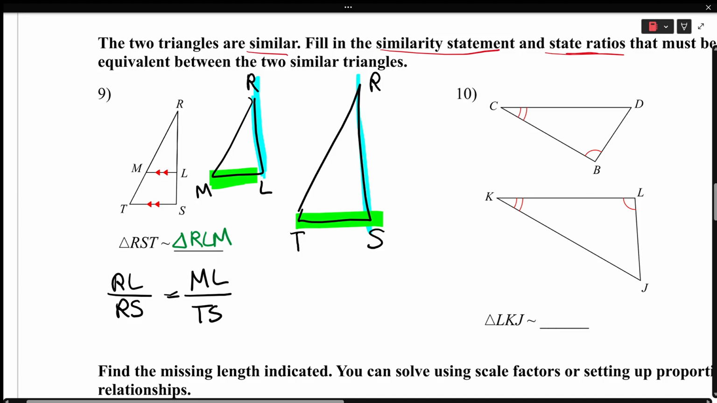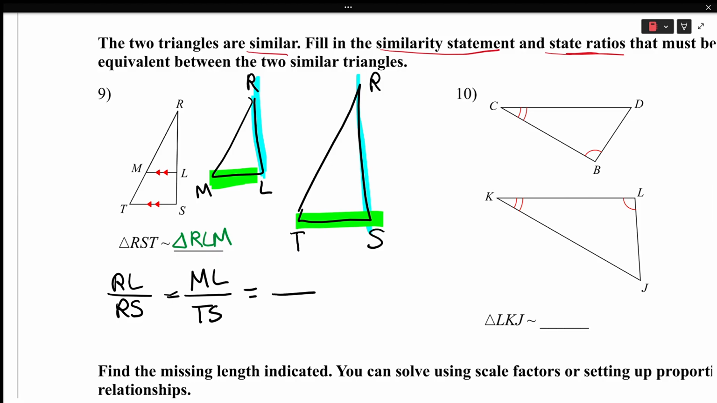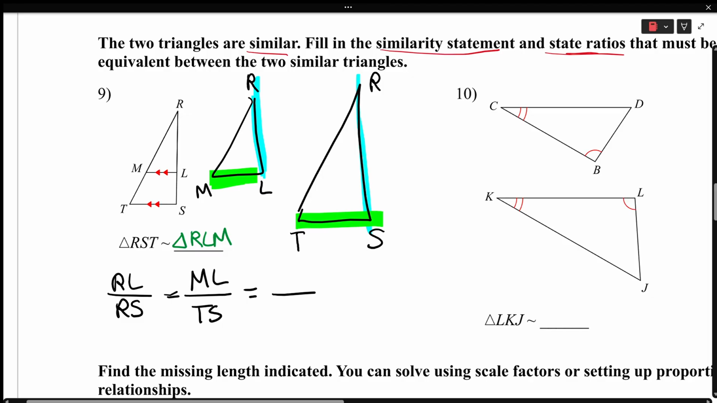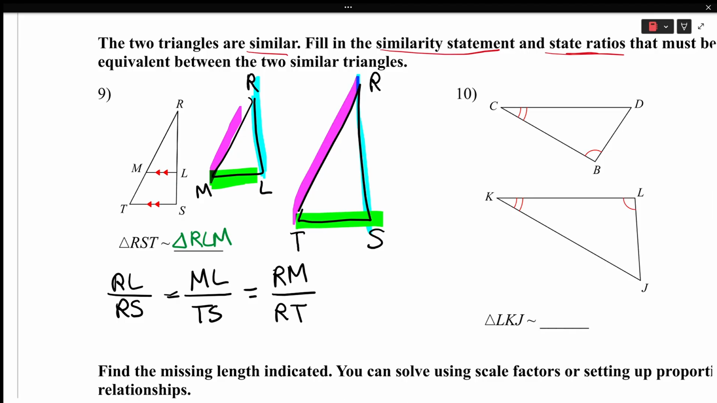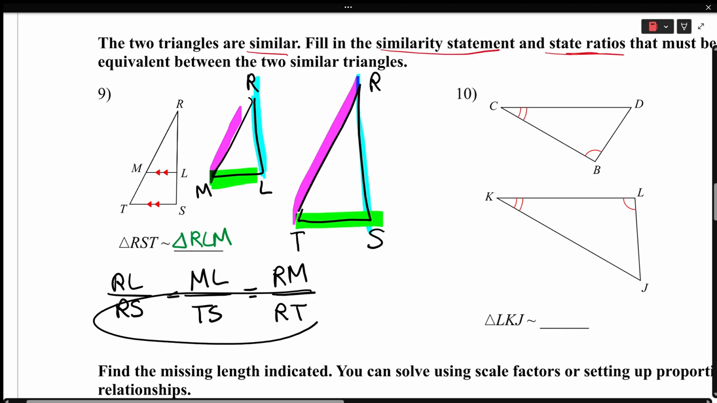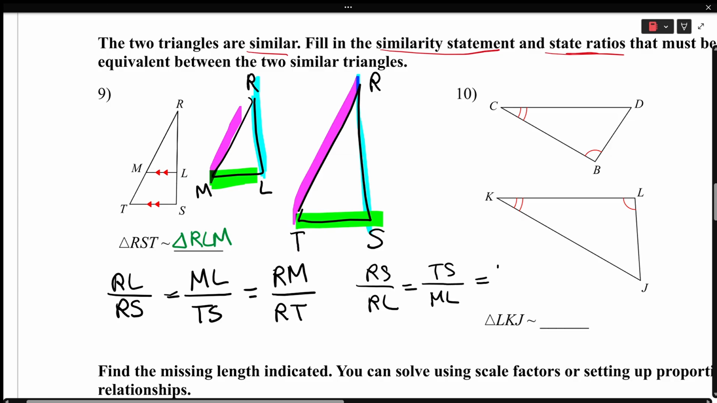Okay? So kind of take a moment to think to yourself, what is my next ratio going to look like? Yeah, RM, RT. Again, start with RM and keep all of the small sides on top and the bigger sides on the bottom. You could flip it, right? You could put RS over RL, but if you do that, make sure you flip the rest of the ratios.